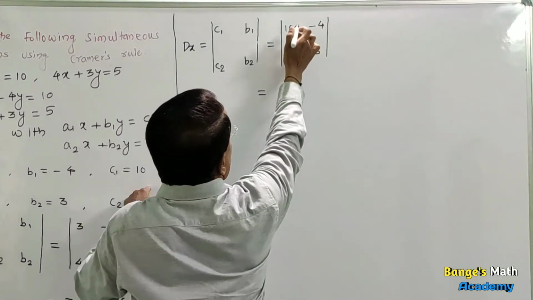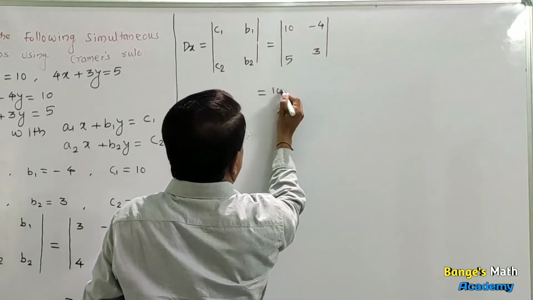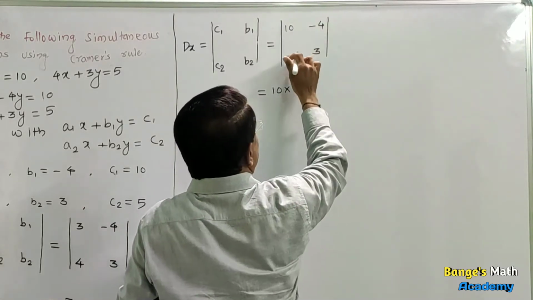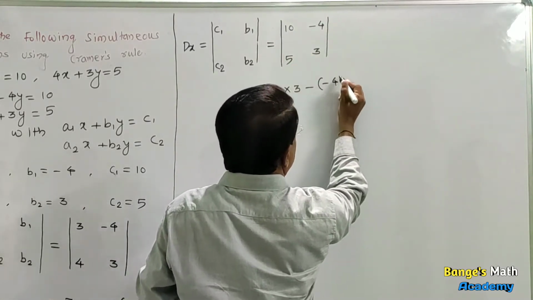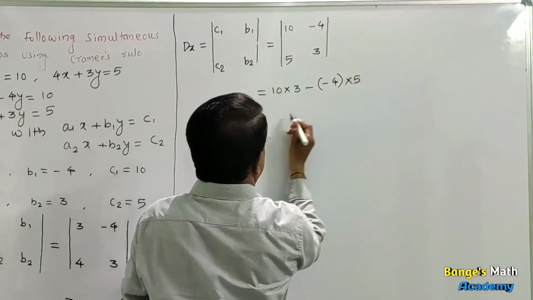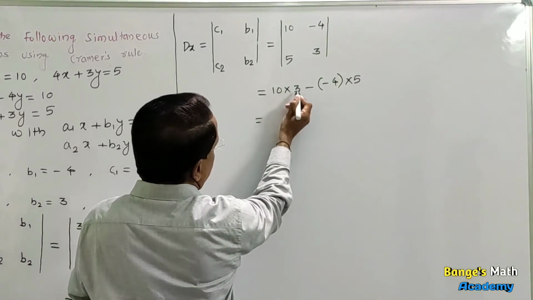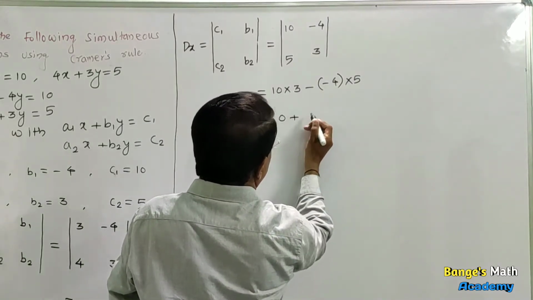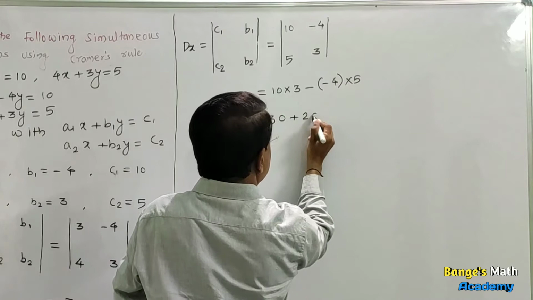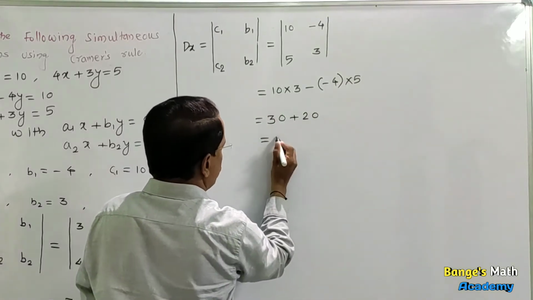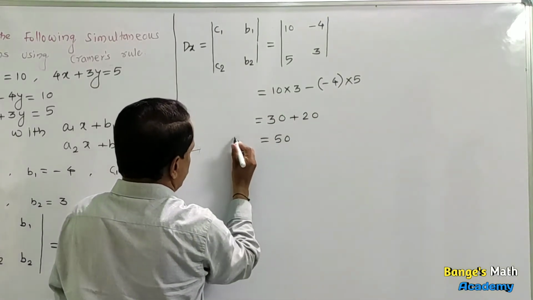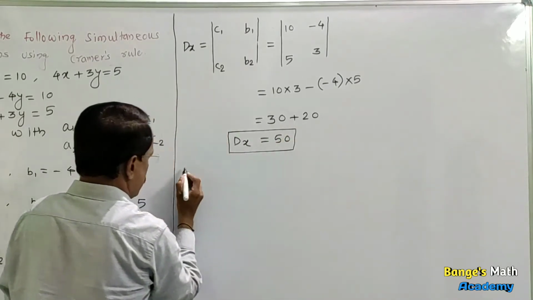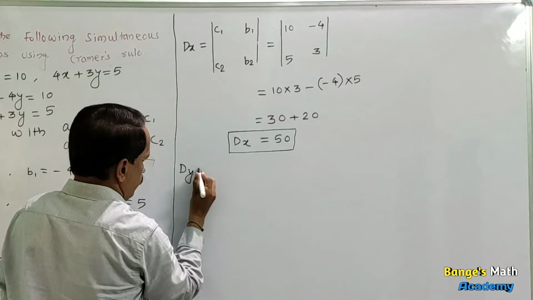Simplify this. 10 into 3 minus 4 into 5 is equal to the product of 10 into 3, 30, minus into minus plus, 4 into 5, 20, 30 plus 20, 50. So we get the value of dx. Then find the value of dy.